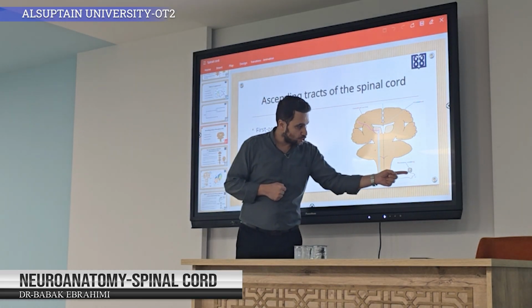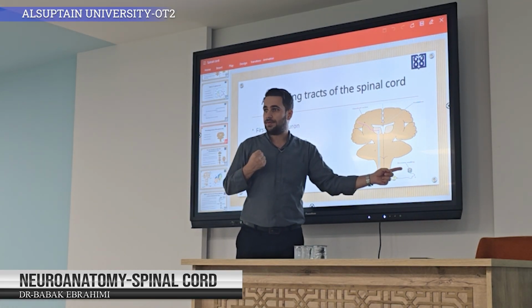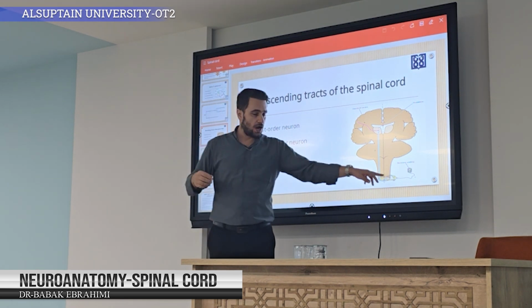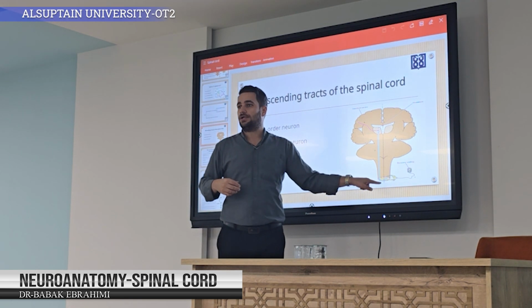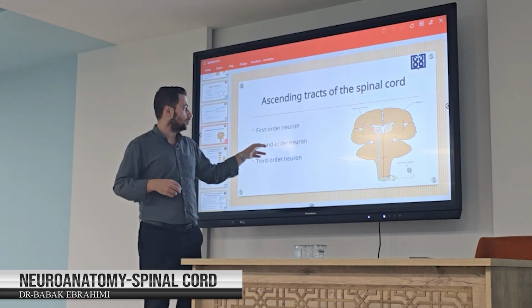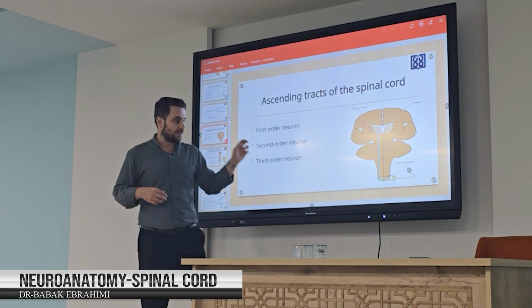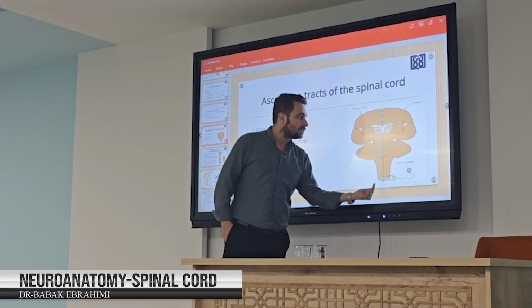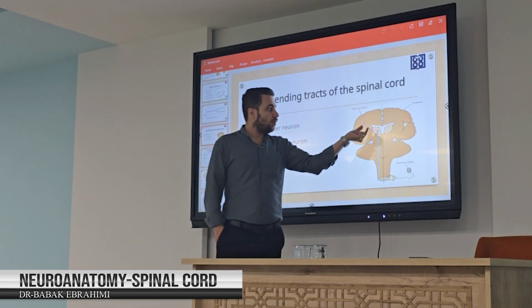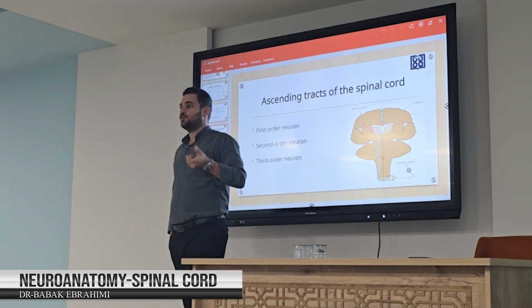The dendrite goes to the skin, gets the information, and comes to the DRG. Then the axon of the DRG comes to the spinal cord. So the spinal cord is the second order neuron. And after the spinal cord, it goes upward to the brain. One part, we call it thalamus.